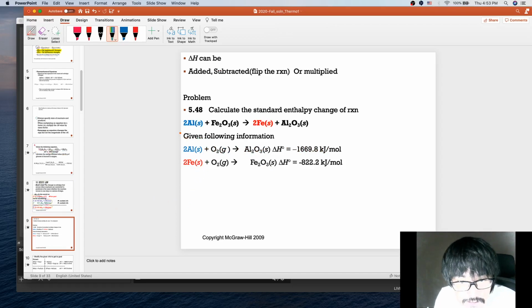Alright, so this is the exercise, so you can probably pause this video and try to work these things out. What I want is the delta H value right here for this particular reaction, but you're given this information. So good luck, and then come back to this video.